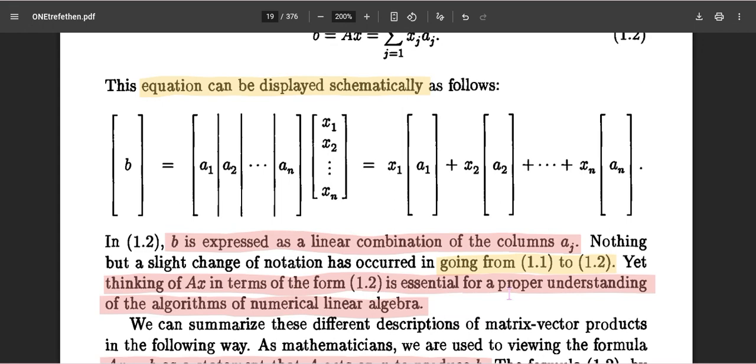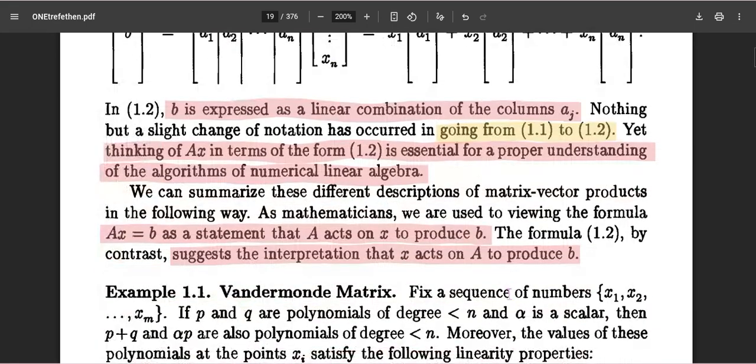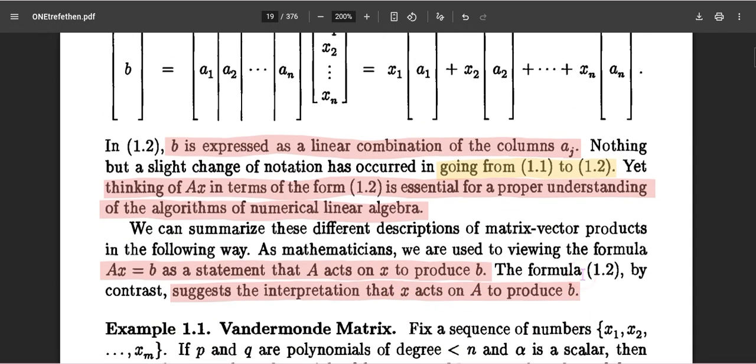Equation 1.1 is interpreted as the matrix A operating on a vector x, but 1.2 gives the interpretation that the vector x acts on A to produce b. It means that the vector b can be expressed as a linear combination of the columns of A, with coefficients of expansion coming from the vector x.